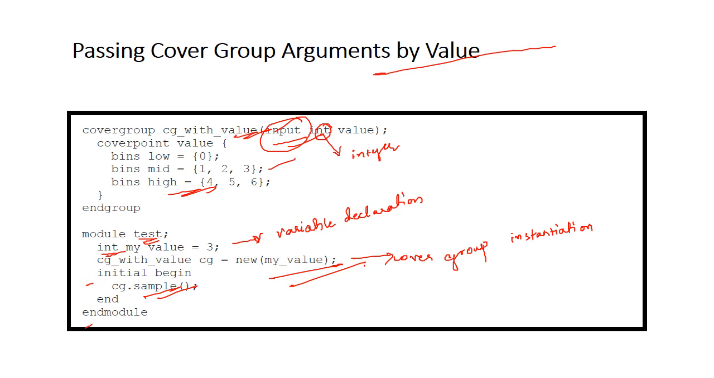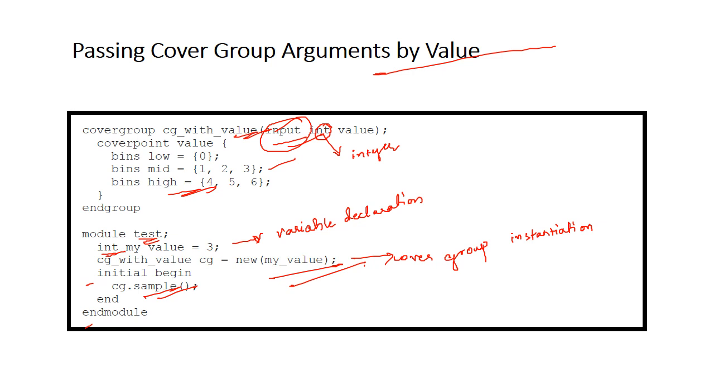For generic cover groups, there are two different possibilities. One is that we can pass the cover group arguments by value. This is a program example where we are passing the cover group arguments in terms of values. Also, we have a generic cover group which can be passed by reference. First let us see how we can pass cover group arguments by value. This is one of the program examples I have taken to showcase how cover group arguments can be passed by value.